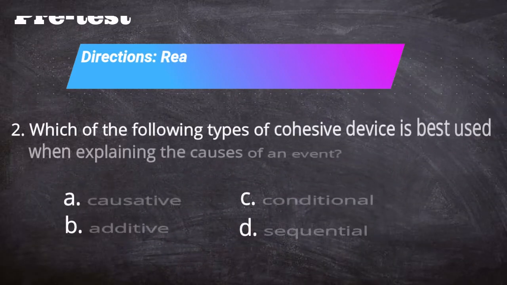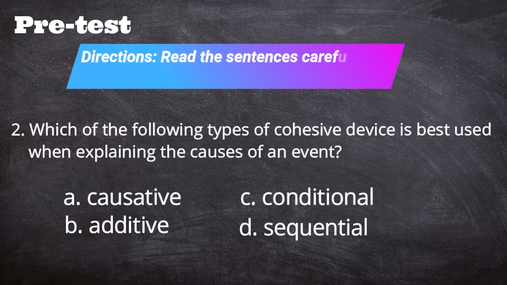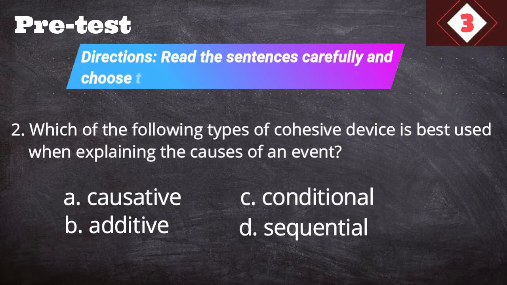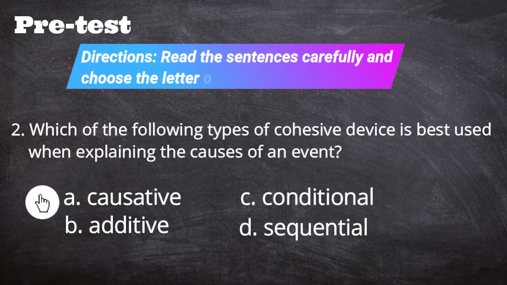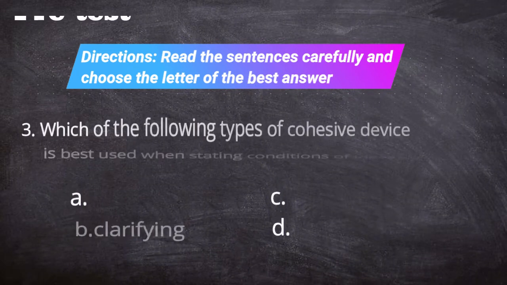Next, let's proceed with the next question. Number 2. Which of the following types of cohesive device is best used when explaining the causes of events? A. Causative, B. Additive, C. Conditional, or D. Sequential. Choose carefully. Alright, the correct answer is A. Causative. Kaya nga, causative from the word cause.